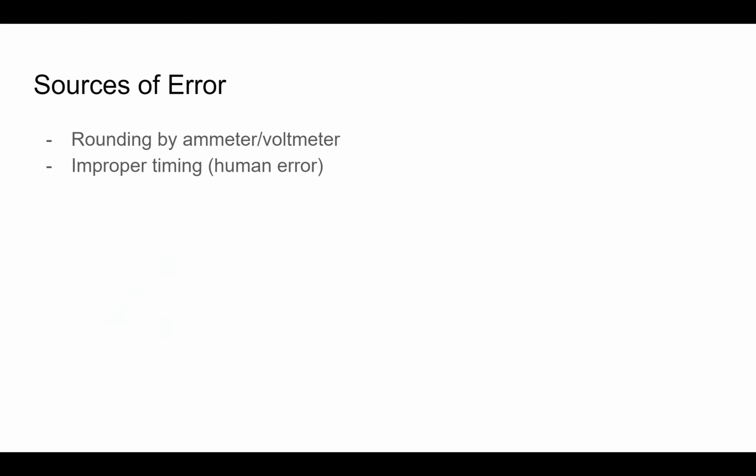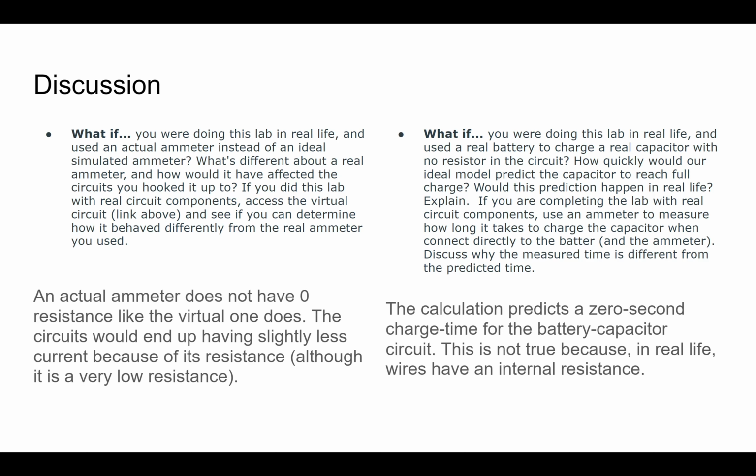Some sources of error there could have been from rounding by the ammeter or the voltmeter, and then improper timing by myself. So what if we were doing this in real life and used an actual ammeter instead of the ideal simulated ammeter? An actual ammeter does not have 0 resistance like the virtual one does, right? The circuits would end up having slightly less current because of its resistance, although it is a very low resistance.